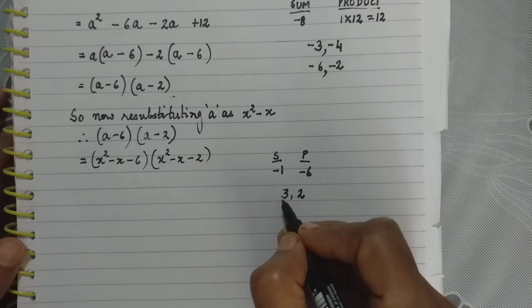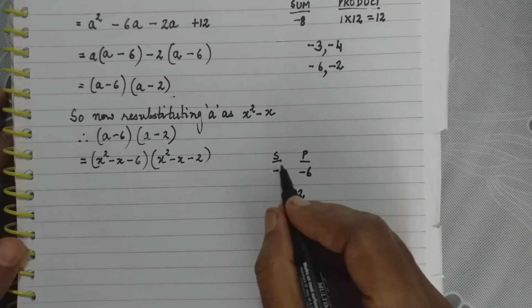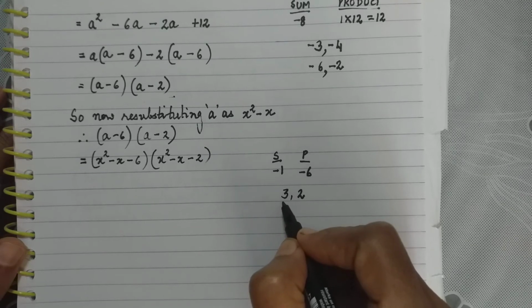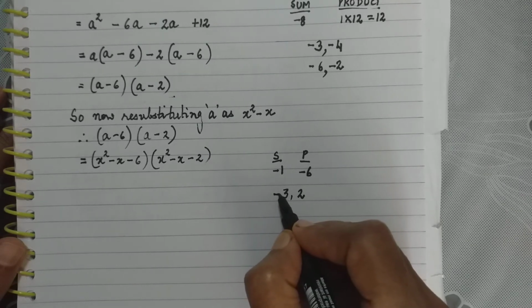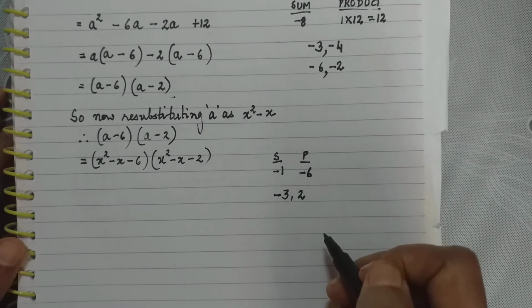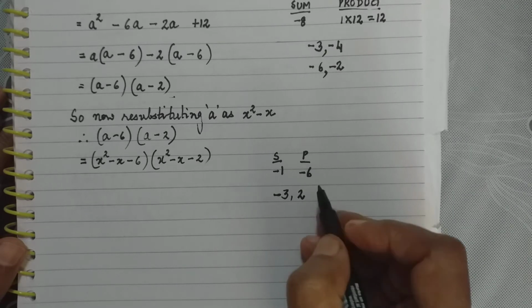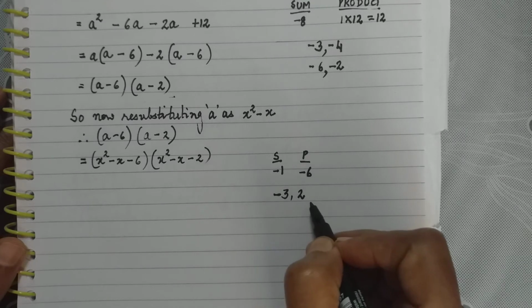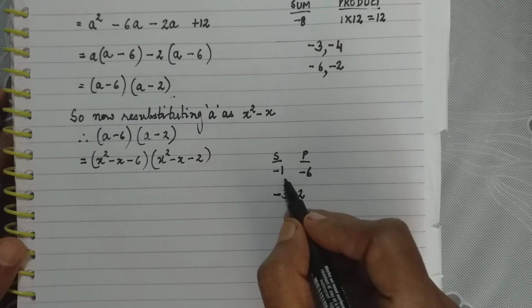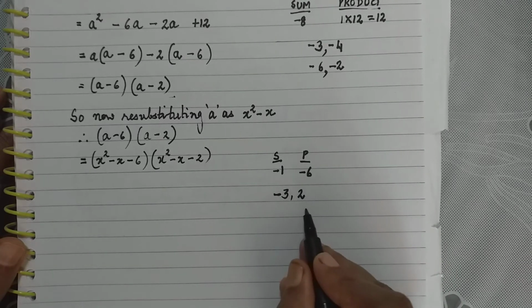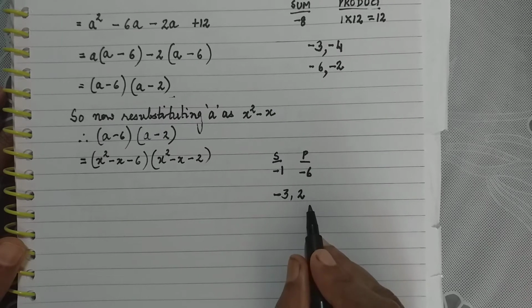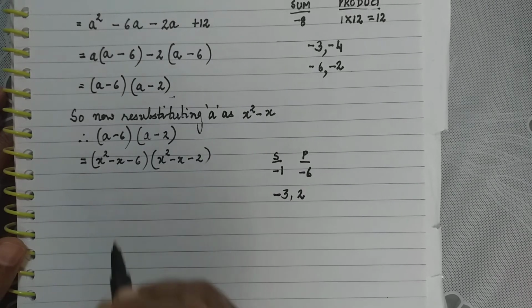One should be negative, one should be positive. Now let us look at the sum. The sum is minus, that means the bigger number should be minus. So suppose I put minus 3 and this is plus 2. Minus 3 into 2 is minus 6. At the same time, minus 3 plus 2 will be minus 1. So I can take that the factors are minus 3 and 2 to simplify this trinomial.